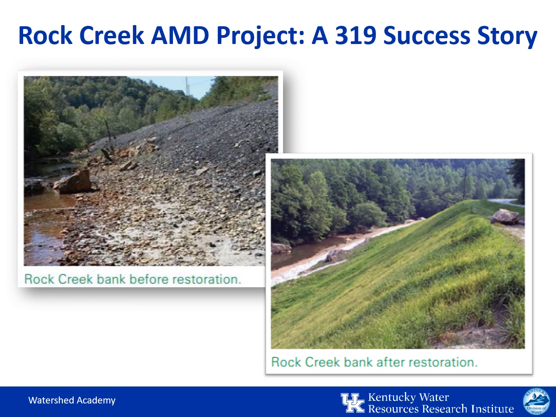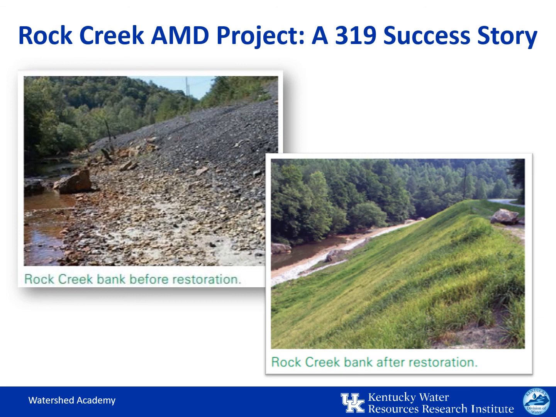Best management practices installed in the Rock Creek watershed included removal of coal refuse from the stream bank areas, open limestone channels, and a vertical flow wetland system. Water in the creek was further treated for acidity with limestone sand.